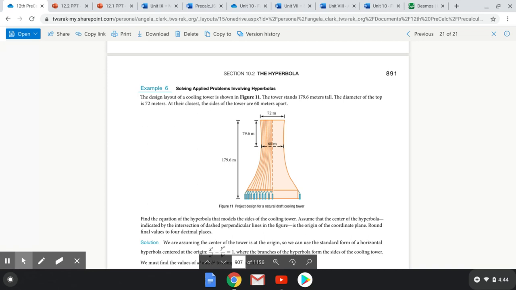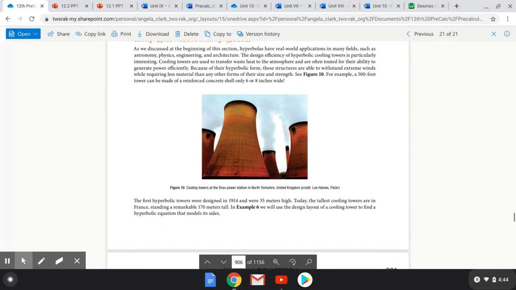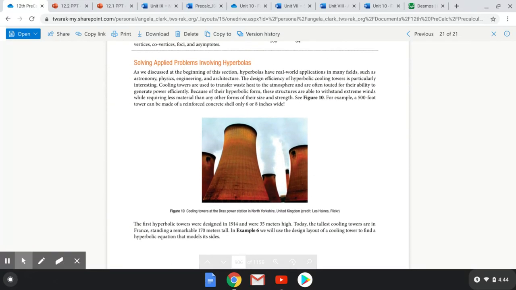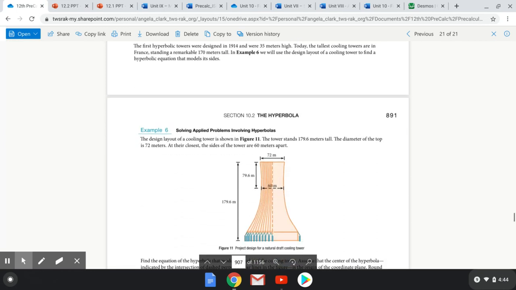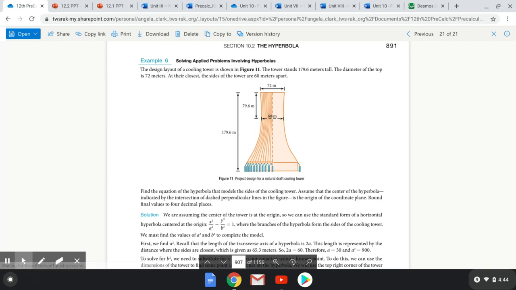All right, so in this video, 10.2, we're going to do a word problem. And this word problem is talking about a cooling tower design. Earlier in this section, it talks about how the design of a cooling tower is in the shape of a hyperbola and what that is useful for. If you are interested in that, you can read that. But we are going to do this word problem.